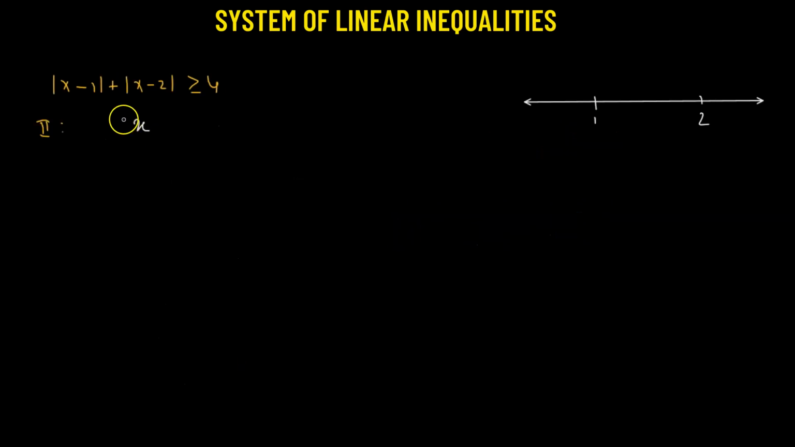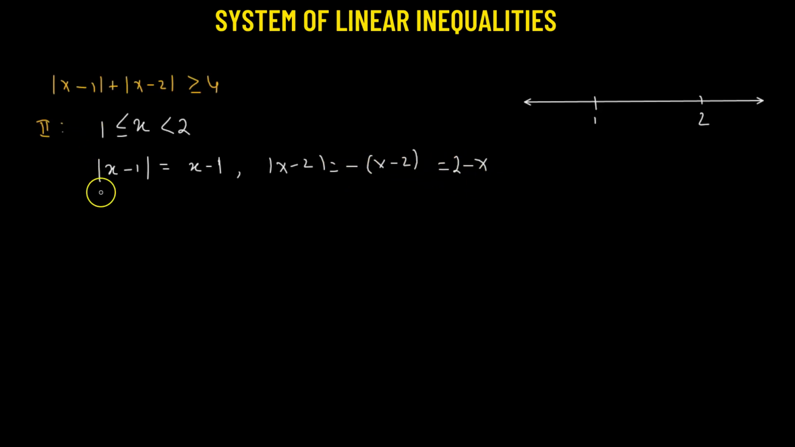So in region number 2, x is greater than or equal to 1 but less than 2. In this region, the absolute value of x minus 1 will be x minus 1, which is going to be positive, whereas the absolute value of x minus 2 will be negative of x minus 2, which is 2 minus x. We can now rewrite the inequality as x minus 1 plus 2 minus x greater than or equal to 4. Here negative x and positive x get cancelled. So we have 1 is greater than or equal to 4. But this is not true. So that means we will get no solution for region number 2.